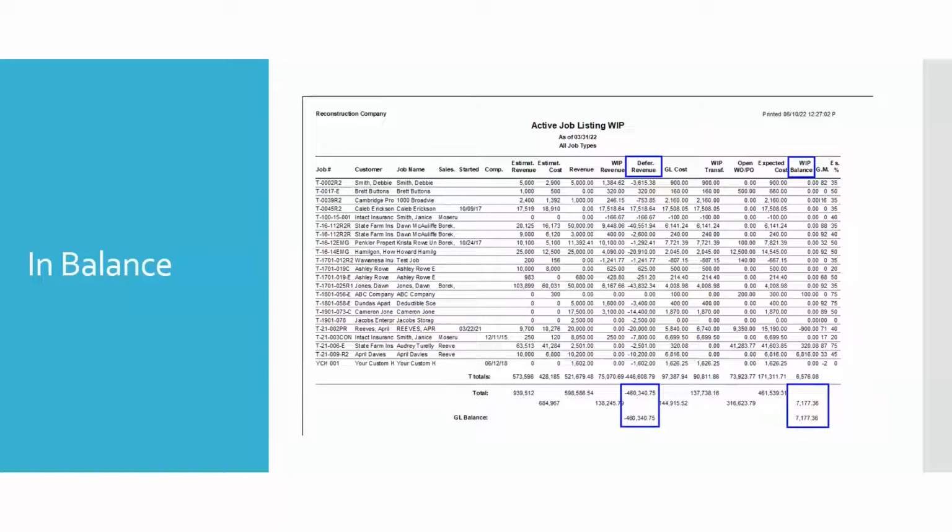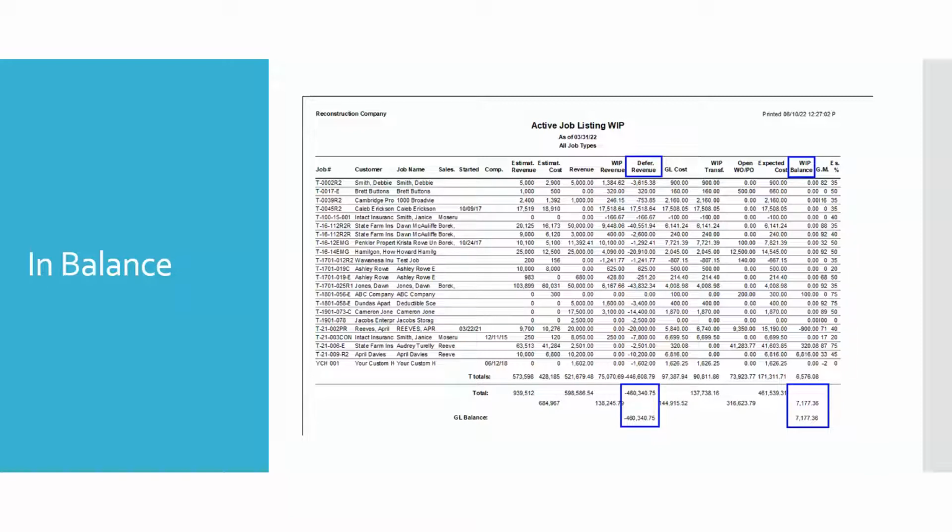The very first step before we calculate WIP is to make sure we are in balance against the general ledger accounts for deferred revenue and work in process. The blue boxes show you the numbers we are comparing. We are comparing the totals of this active job listing WIP report to the general ledger balance. This report shows you that we are in balance.